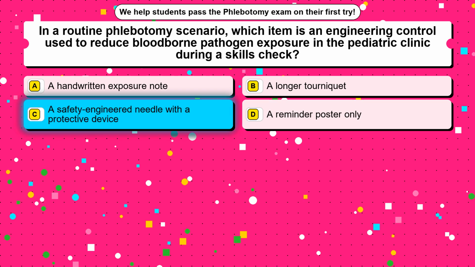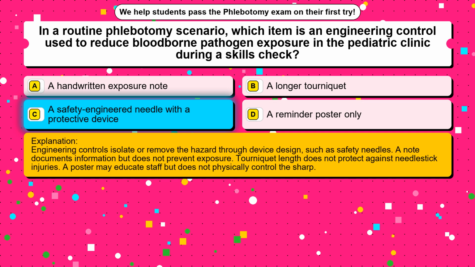The correct answer is option C. A safety-engineered needle with a protective device. Engineering controls isolate or remove the hazard through device design, such as safety needles. A note documents information but does not prevent exposure. Tourniquet length does not protect against needle stick injuries. A poster may educate staff but does not physically control the sharp.